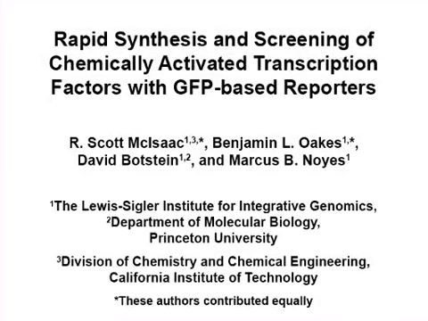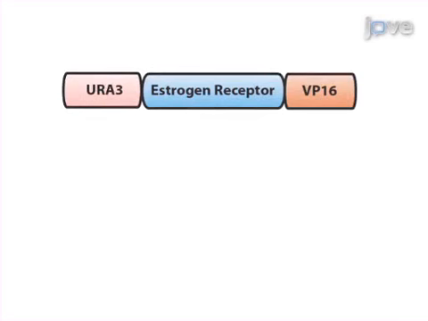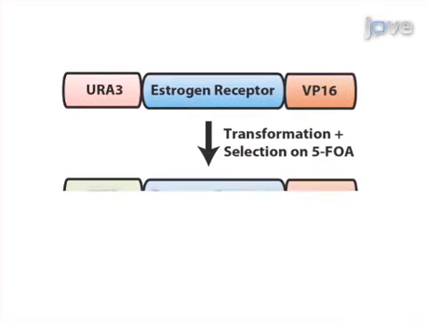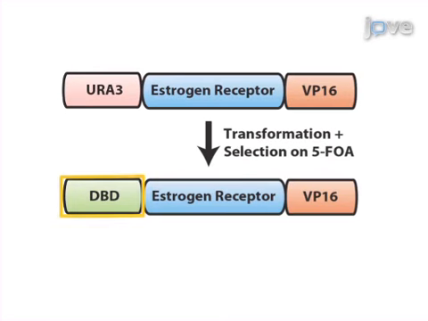The overall goal of this procedure is to create, test, and validate genetically encoded inducible artificial transcription factors, or ATFs, with desired specificity. This is accomplished by first creating the ATF via a simple yeast transformation in which inclusion of a DNA binding domain PCR product results in an in-frame fusion with a human estrogen receptor and VP16.